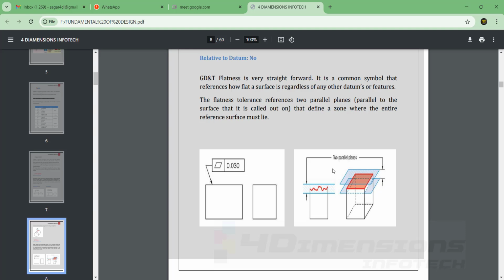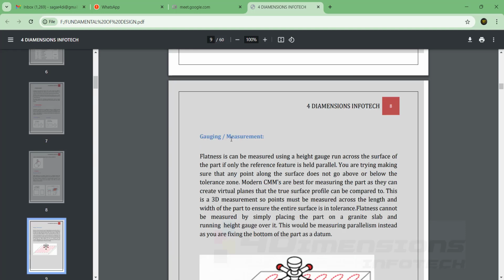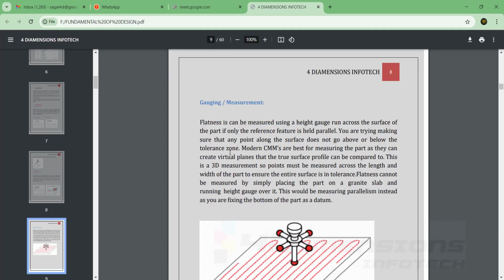When you manufacture any part, it cannot be accurate or precise according to manufacturing. So to compensate for the deviations, this GD&T tolerance has been applied here, showing that if waviness occurs in the flatness, it should not exceed the tolerance zone given here. So these two parallel planes are representing the tolerance zone. Now talking about the measurement of flatness, flatness can be measured using a height gauge run across the surface of the part if the reference surface is held parallel.